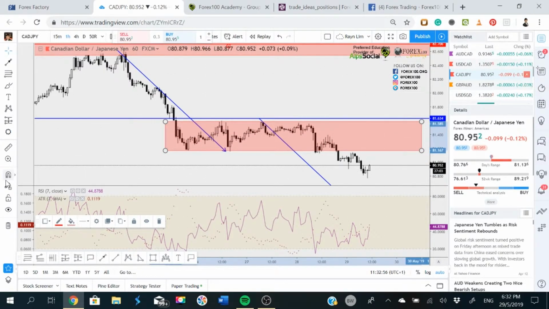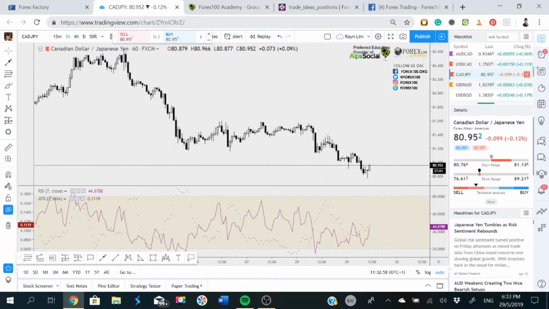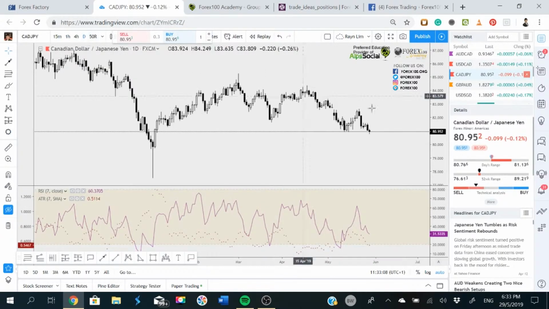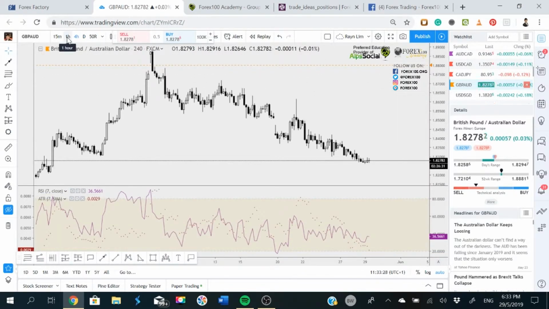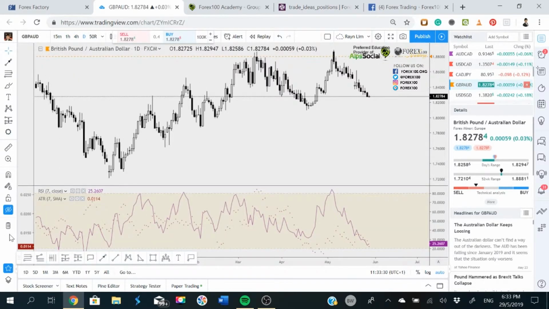All right, to the last pair, Pound Aussie. The market has this interesting movement. Take note that the market gapped up but closed lower. So with the harmonic pattern, this is still considered valid for me. Head down to the 4-hour chart, this is what I have, and the 1-hour. Back to the daily chart.